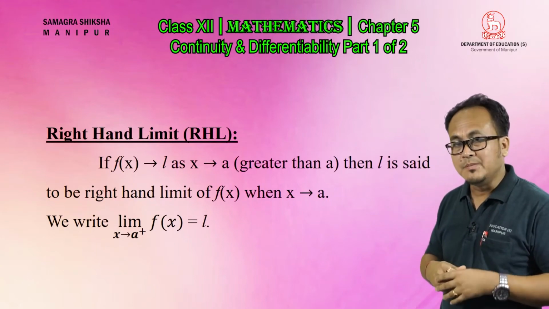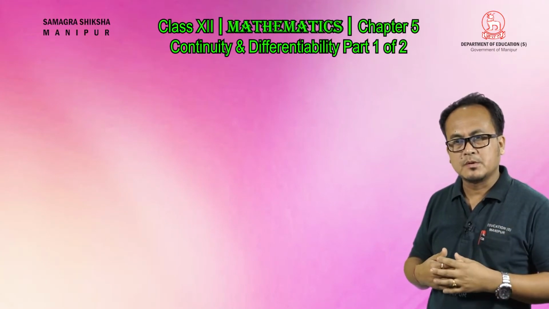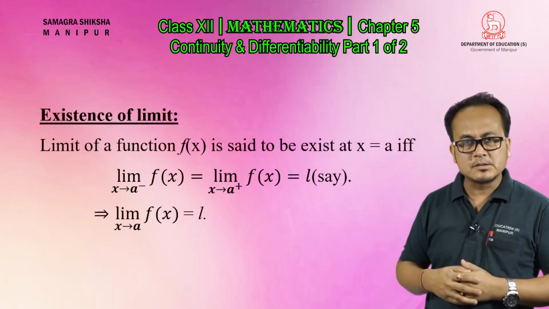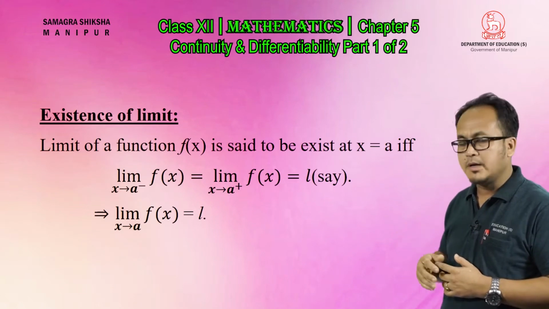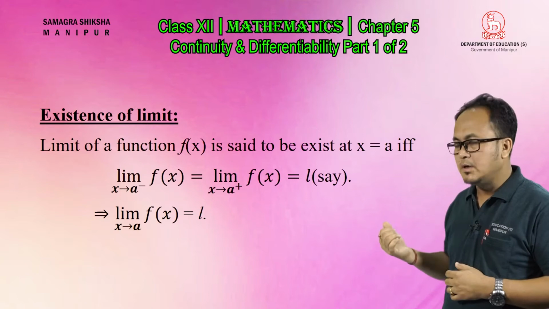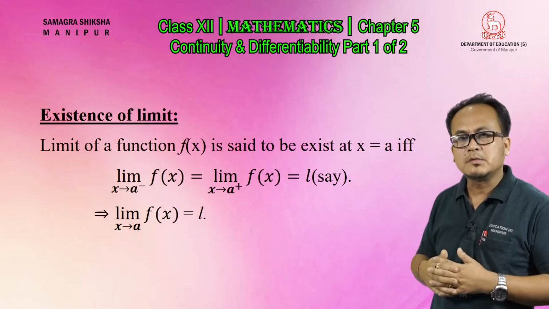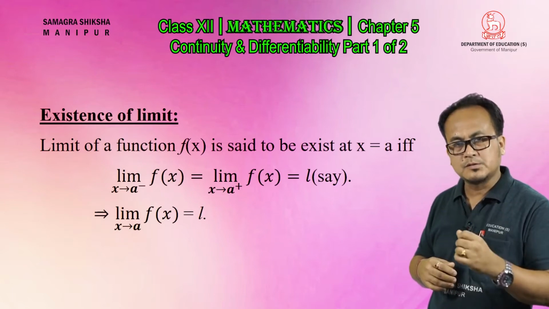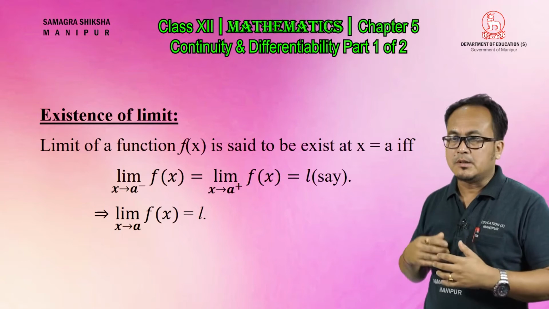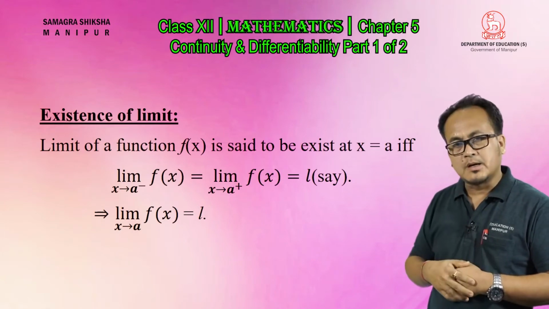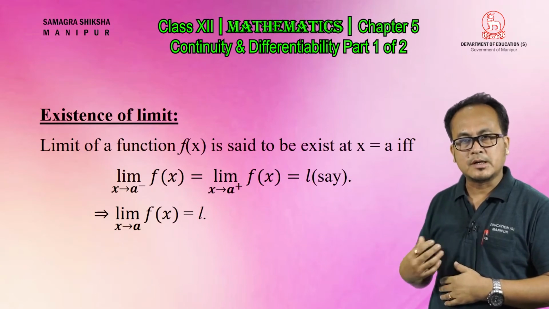Existence of limit: the limiting value of a function f(x) is said to exist at x equal to a particular point a if and only if the left hand limit at a must be equal to the right hand limit at a. When they are equal to l, we say the limit exists. This implies limiting value of the function f(x) when x tends to a equals l.